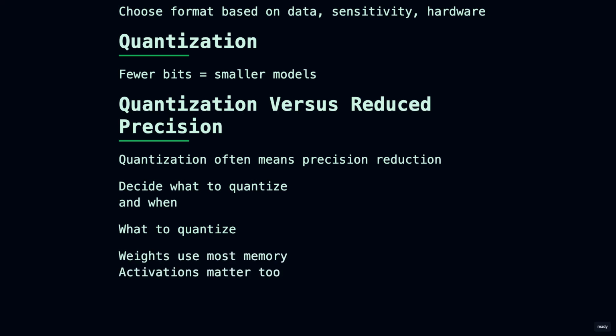During inference, the main memory costs usually come from weights and activations. Weight quantization is more common because it tends to be easier to apply and usually causes less accuracy damage than activation quantization.